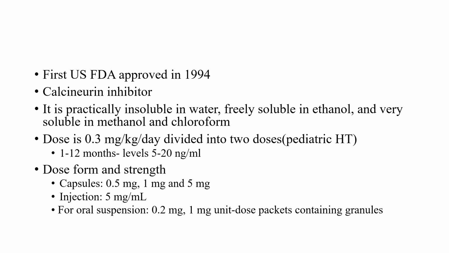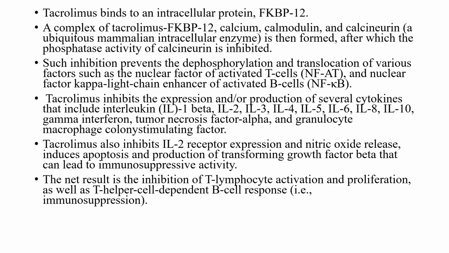The pediatric heart transplant recommended dose is 0.3 milligram per kg per day in two divided doses. The recommended tacrolimus level in blood during the first year of transplant is 5 to 20 nanogram per ml. The drug is available as capsule, injection and oral suspension. Capsules are 0.5, 1 milligram and 5 milligram, injection is 5 milligram per ml, and oral suspension comes as 0.2 milligram and 1 milligram unit dose packets containing granules.